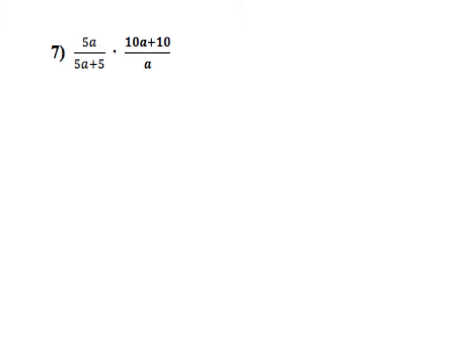All right, for number 7, we're doing 5a divided by a plus 5 times 10a plus 10 divided by a. The first thing I'm going to do is try to factor everything. If I can take something out, we're going to take it out. So if I look at my first thing, we have 5a on top. I can't really factor anything out of that.